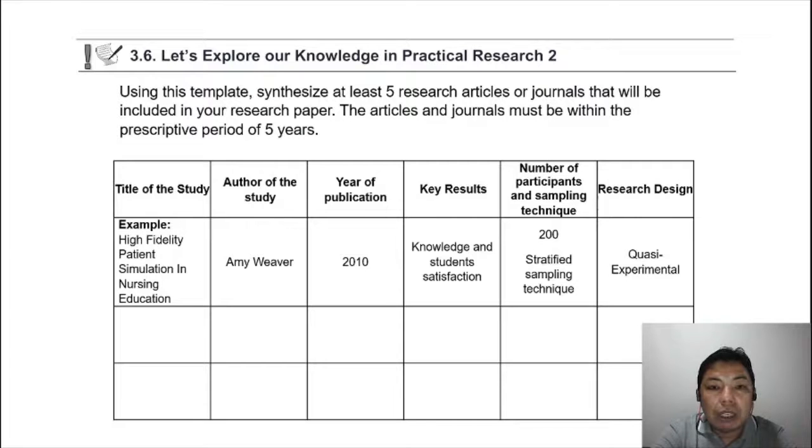So I want you to list down articles and journals. So search nyo na lang sa internet kung ano yung mga possible articles and journals na gagamitin nyo in order for you to construct your background of the study. So make sure na yung libro or article or journal na gagamitin nyo is ang edad niya is not older than 5 years. Okay, so that ends our topic of discussion and also the supplementary video for module number 3.